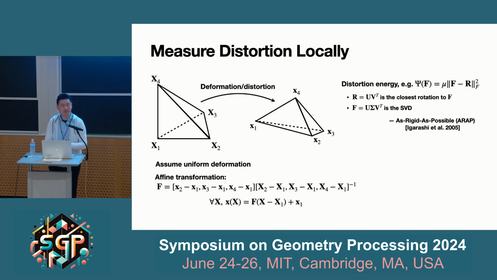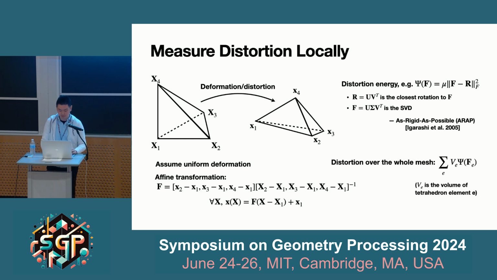So once we have this distortion measure per tetrahedron locally, we can calculate the distortion measure of the whole body by integrating this local variable, or say discretely we can just take the sum of all the distortion energies per element multiplied by its volume, and then we get the total measure of the distortion, or say the total distortion of this object mapping to any different posture or state.